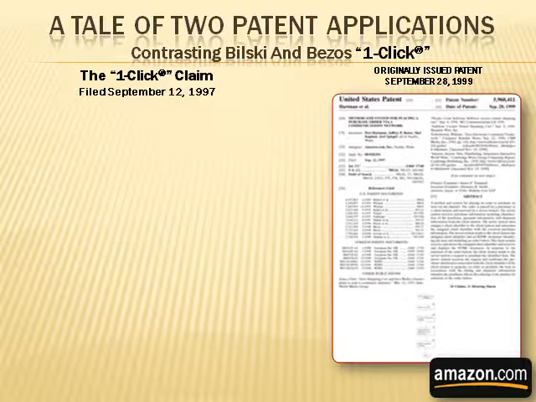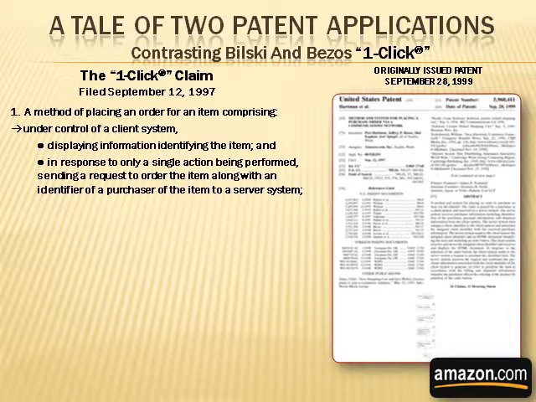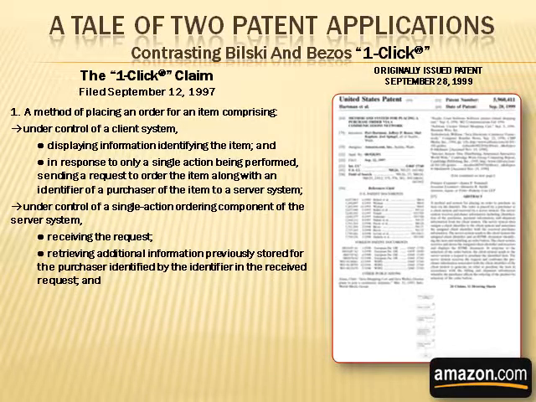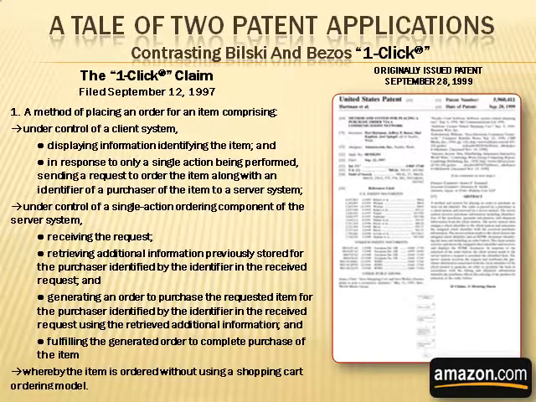The one-click claim calls for a method for placing an order for an item comprising, under the control of a client system, displaying information identifying the item, and in response to only a single action being performed, sending a request to order the item along with an identifier of a purchaser of the item to a server system. Under control of a single action ordering component of the server system, receiving the request, then retrieving additional information previously stored for the purchaser, identified by the identifier in the received request, then generating an order to purchase the requested item for the purchaser identified by the identifier in the received request using the retrieved additional information, and then fulfilling the generated order to complete purchase of the item. Thus, as a result of these steps, the item is ordered without using a shopping cart ordering model.